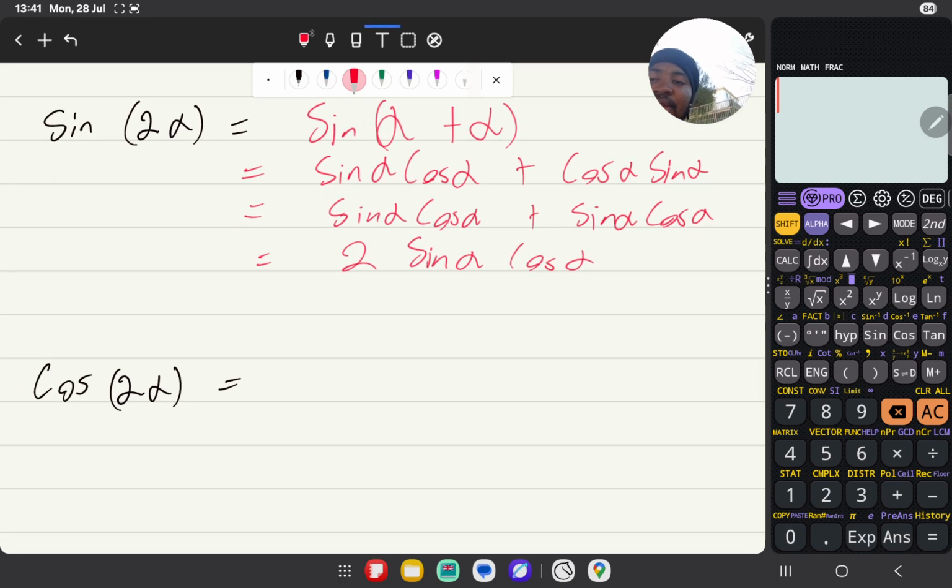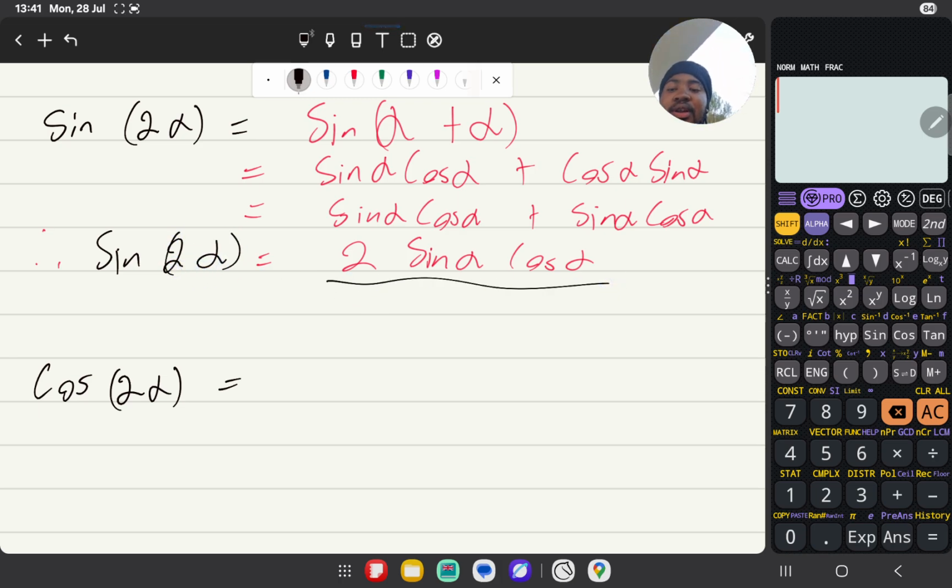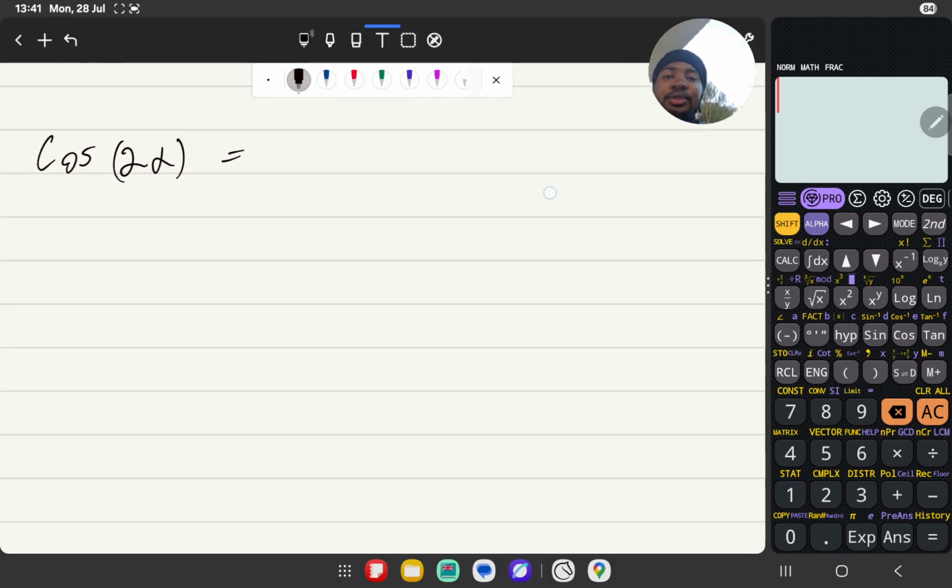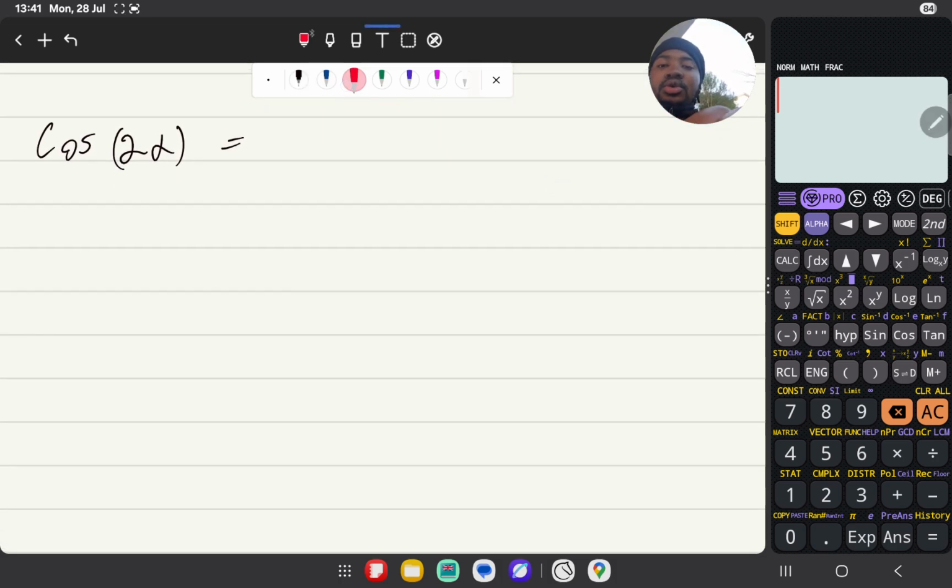So what are we saying? We are then saying, therefore, sine 2 alpha is going to be equal to 2 sine alpha cos alpha, right? Cool. How about cos 2 alpha? I'm sure you can do it by yourself after seeing the sine one, right?